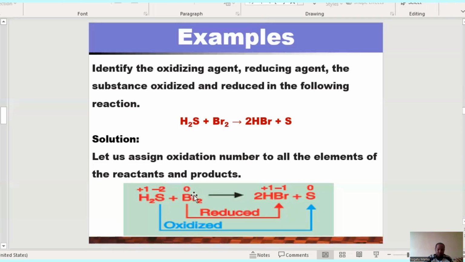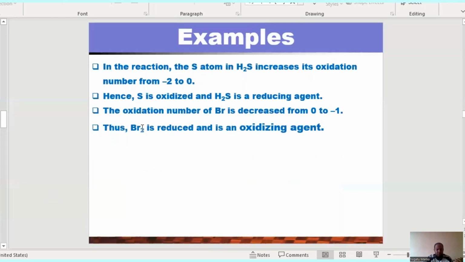The process of converting bromine 0 to what? Br-1 is reduction. Therefore, oxidized substances are reducing agents. Oxidized substances are reducing agents. Reduced substances are oxidizing agents. Okay, let's see the solution.